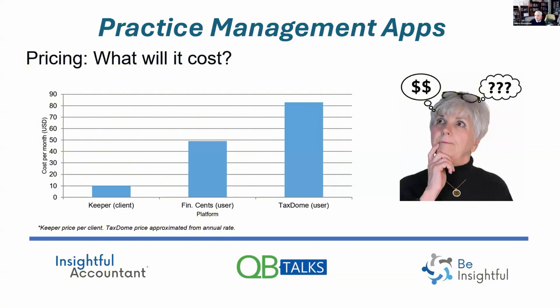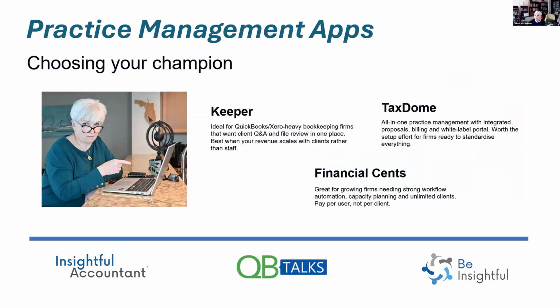So what do these cost? Keeper is about $8 to $10 per client. Financial Sense, you can look at their website, and TaxDome is per user, Financial Sense is per user, and Keeper's per client. So that's how you can price. But choose your champion, meaning go test them out. If you don't have them, go find one. Nothing is perfect. It's software. Figure out what's most important to you and then go with that option.